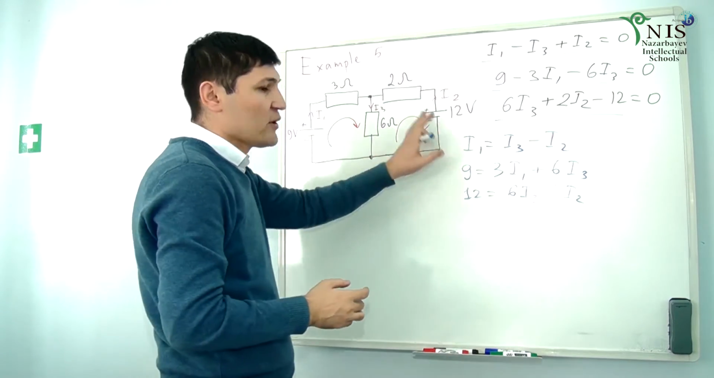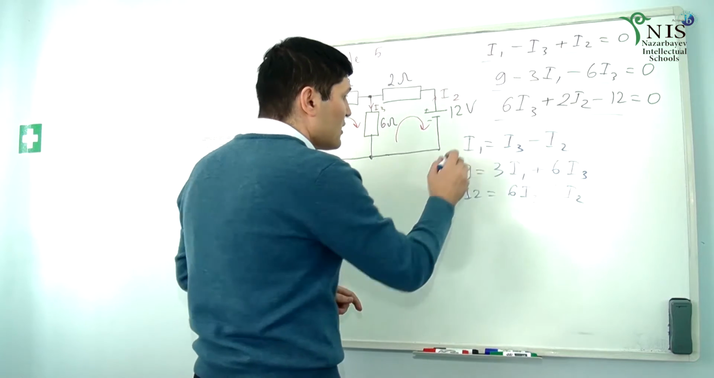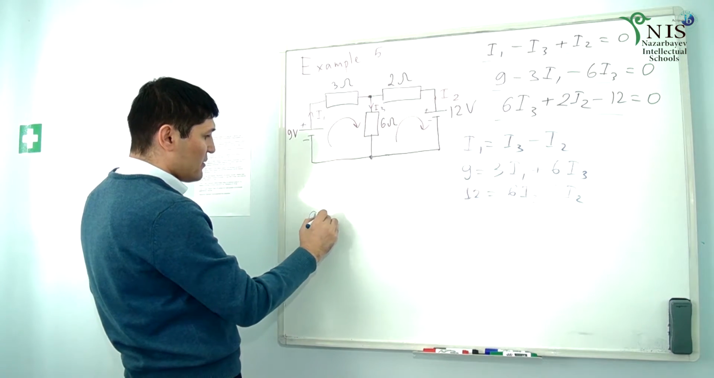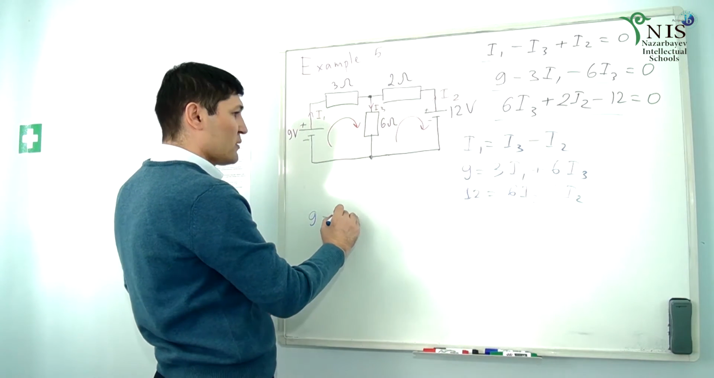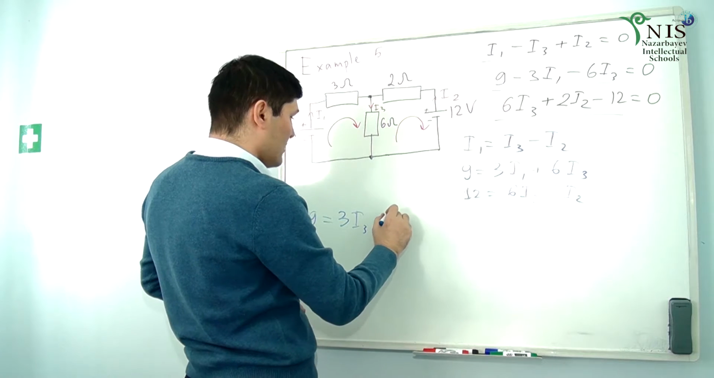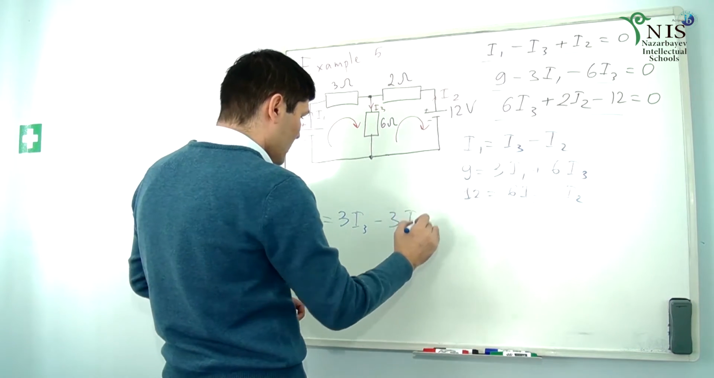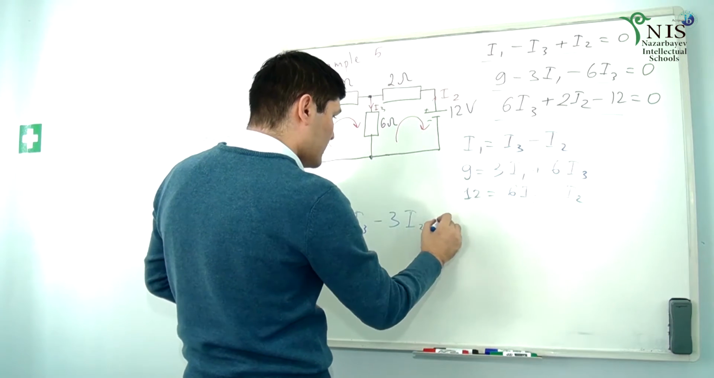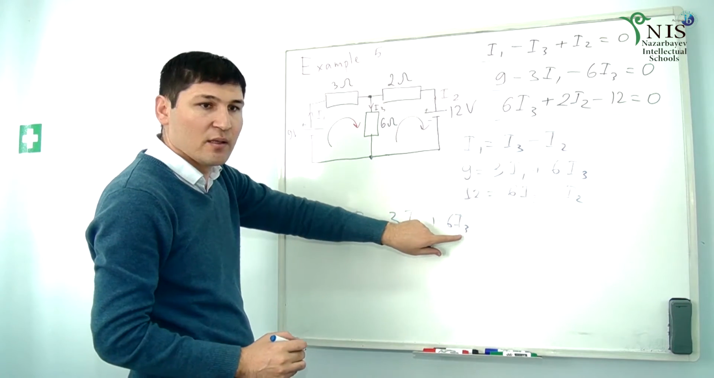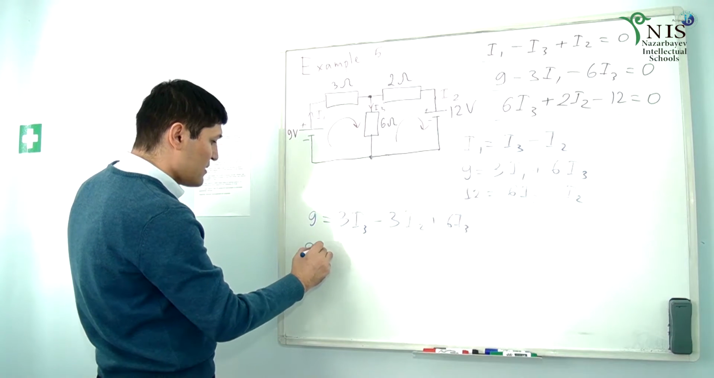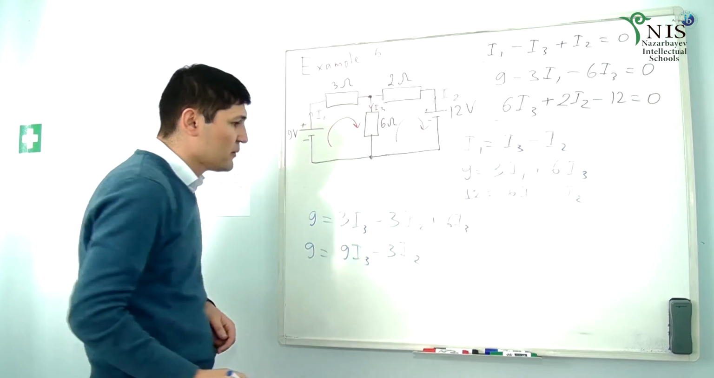So we more or less simplified our equations. If we substitute I1 here, we get rid of one unknown. So if I substitute I1 into the first equation, 9 equals 3 times I1, meaning 3 times I3 minus I2. So 3I3 minus 3I2. And we have 6I3, so we have two same members: 3I3 plus 6I3 is 9I3. So 9 equals 9I3 minus 3I2.